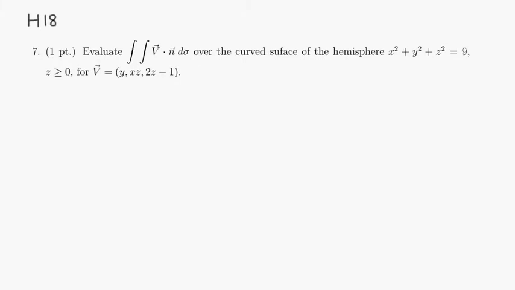All right, let's look at homework 18, problem number 7. We want to evaluate this double integral over the curved surface of the hemisphere, where V is equal to ⟨y, xz, 2z − 1⟩. Let's draw a picture first.